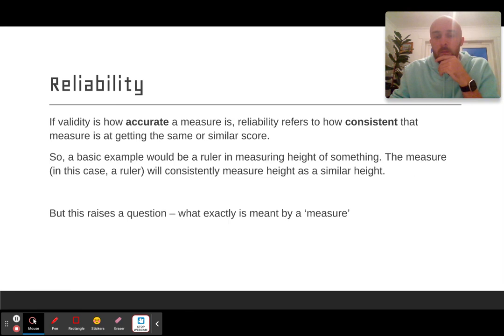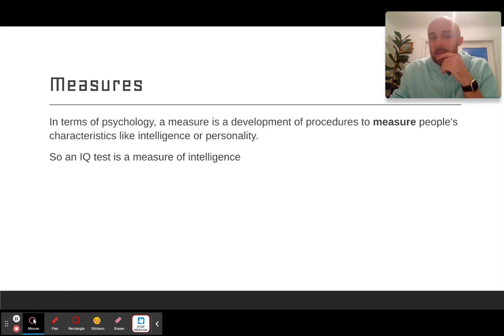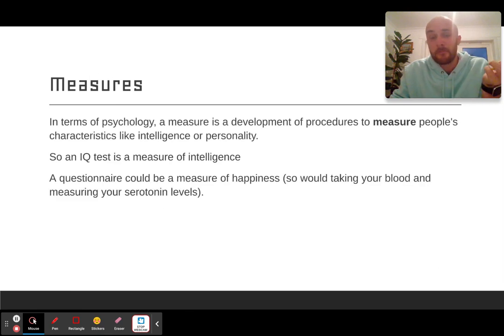So we've already covered this. IQ is a form of measurement, for example. A questionnaire is a form of measurement. Even interviews are a form of measurement. I guess one of the key things to take into account here is that by consistency of data, we're talking about both quantitative and qualitative.